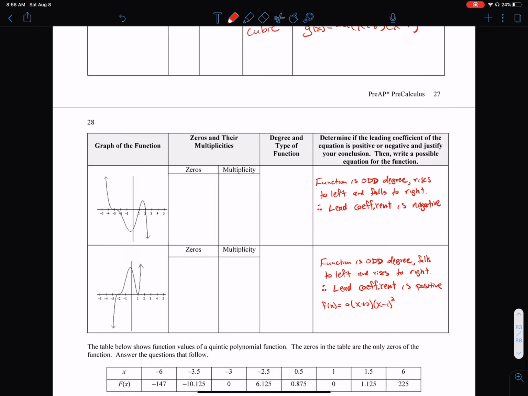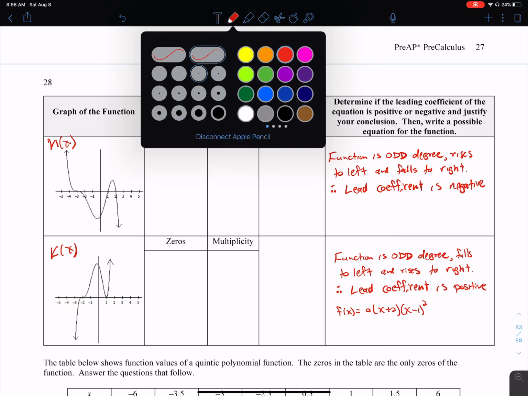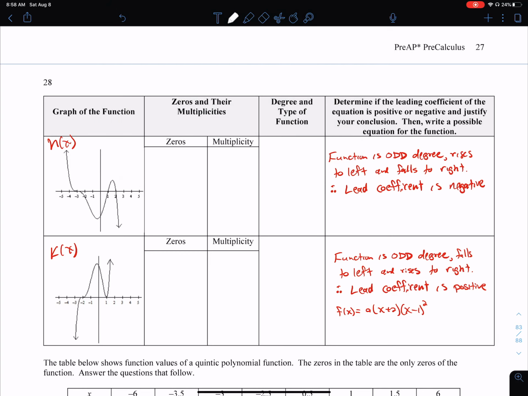All right, let's call this next one h and this one k. And let's once again ignore this.